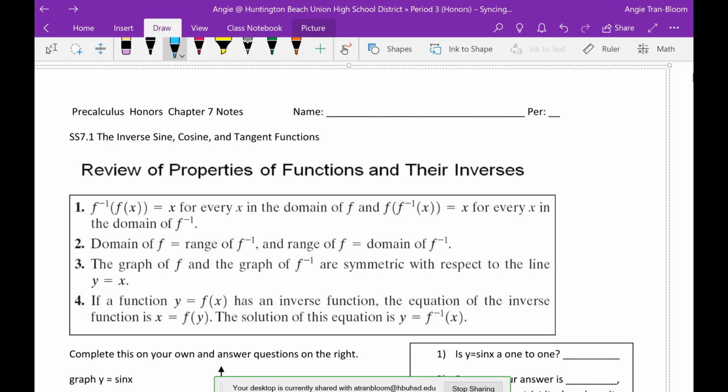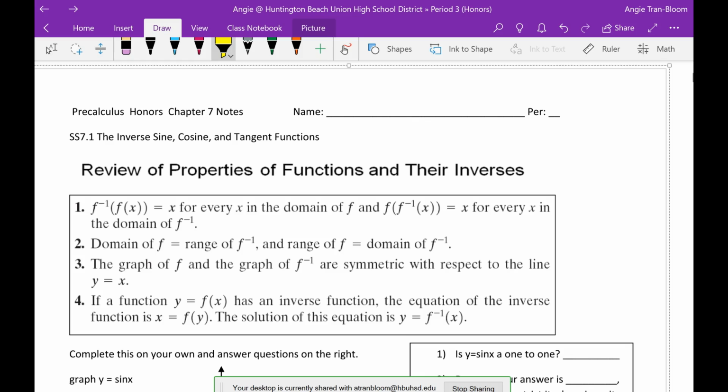Okay. So we are going to start with, because this unit is called the inverse of sine, cosine, and tangent in 7.1. Let's review what the inverse functions are supposed to be. When you have the regular function, f of x, and you're going to compose, right? Composition is different from multiplication. So this is a composition. The regular function f of x is composed with f inverse. It has to equal x for every single x in the domain.